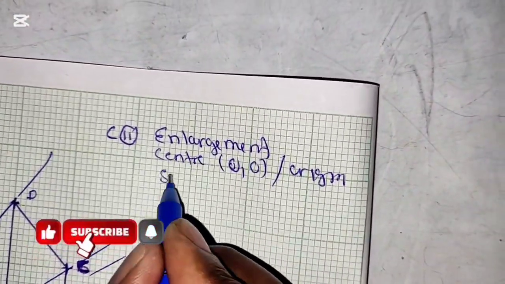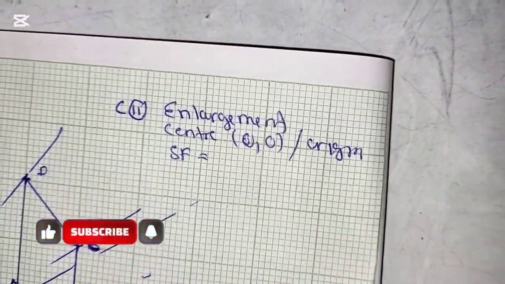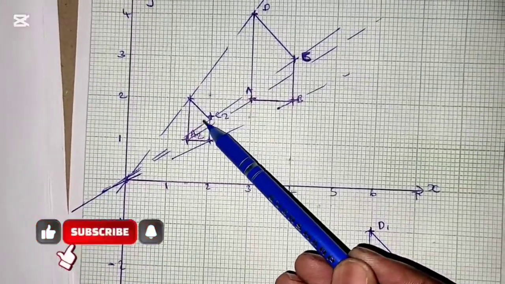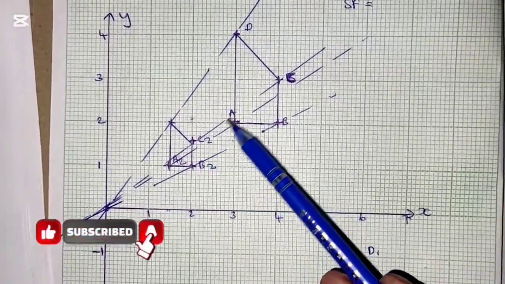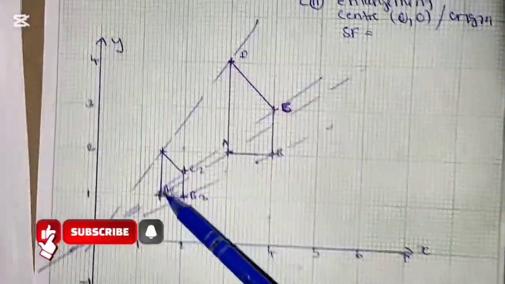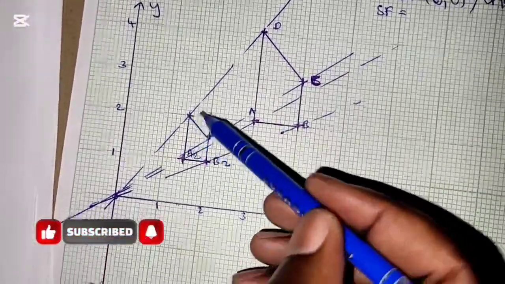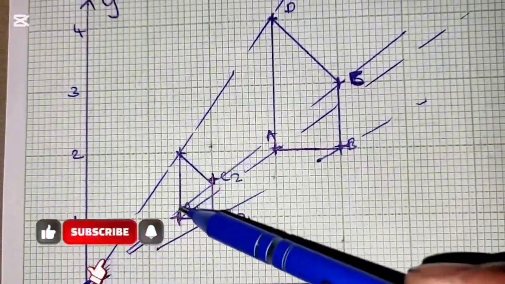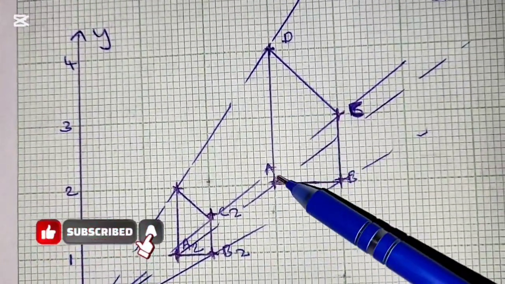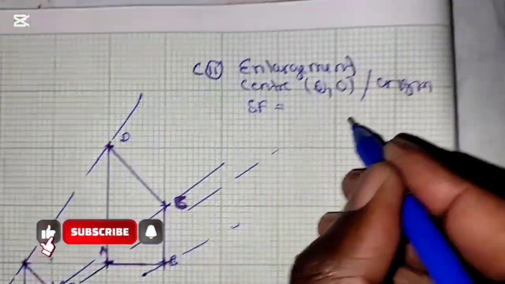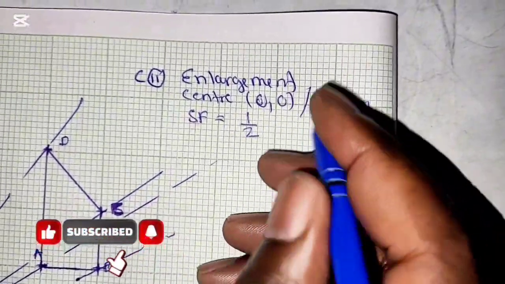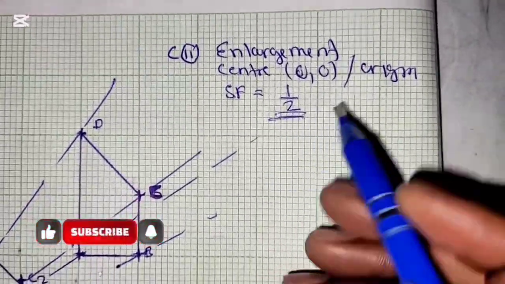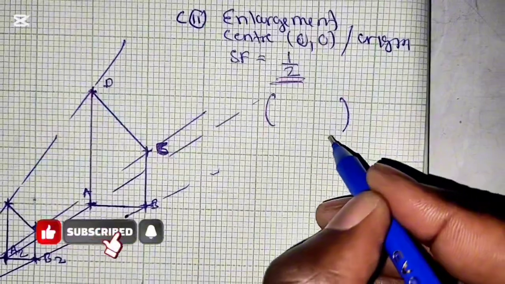Then scale factor is image over pre-image, right? So this one is our image, this one is our pre-image. ABC was mapped onto A2, B2, C2. So let's count the number of boxes here. This side is 1, this side is 2. So we're going to say 1 over 2. Scale factor is image from the center over pre-image from the center. So it's 1 over 2. That's our scale factor.